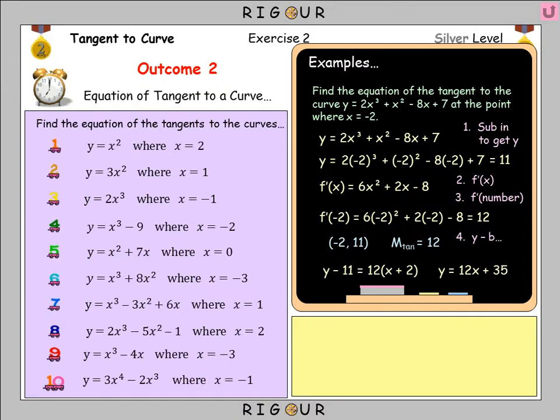So here's 10 for you to practice, and if you're working on these at home, pause the video now. Okay, you've unpaused the video, let's go over some answers.